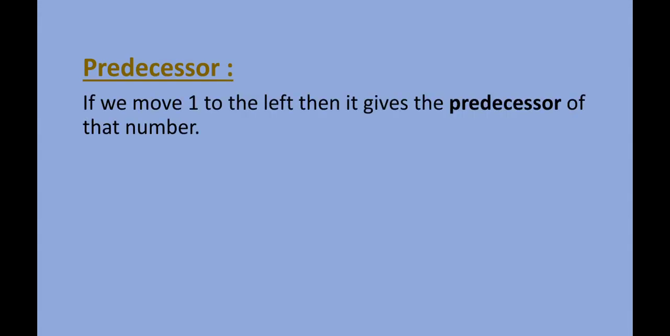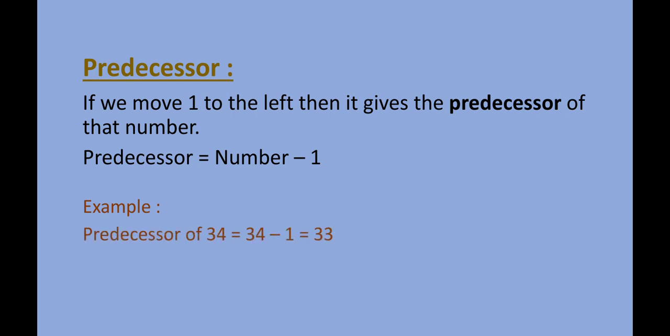Now come to predecessor. If we move 1 to the left, it gives the predecessor of that number. We can say that predecessor means number minus 1. Here are some examples. Predecessor of 34 is equal to 34 minus 1, that is 33. Here is one more example. Predecessor of 1000 is equal to 1000 minus 1, that is 999.